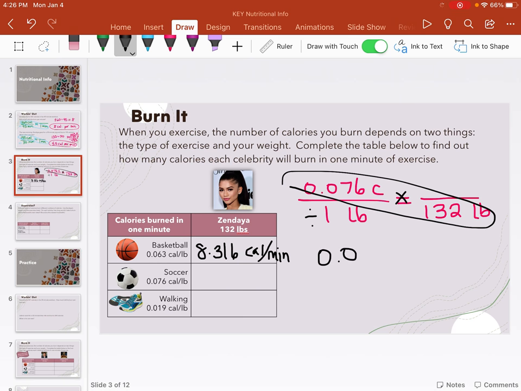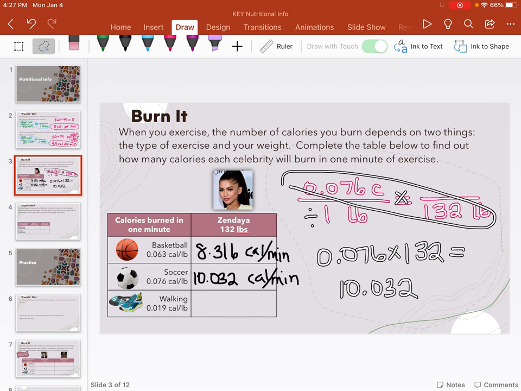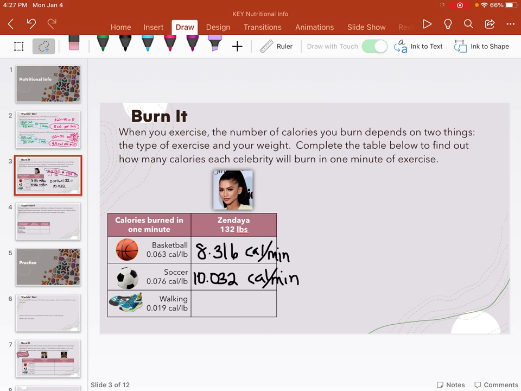So we're doing 0.076 times 132. Go ahead and use your calculator and find what that is. When I type that in on mine, I get 10.032. So she burns 10.032 calories per minute. Okay, since we're using her weight, we're figuring out how much she burns every minute of exercise. Okay, now let's go ahead and do our last one, walking.